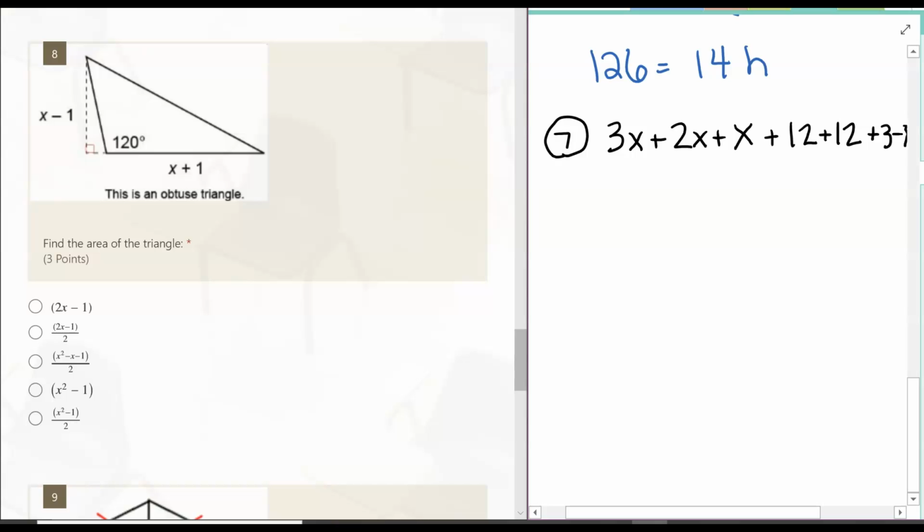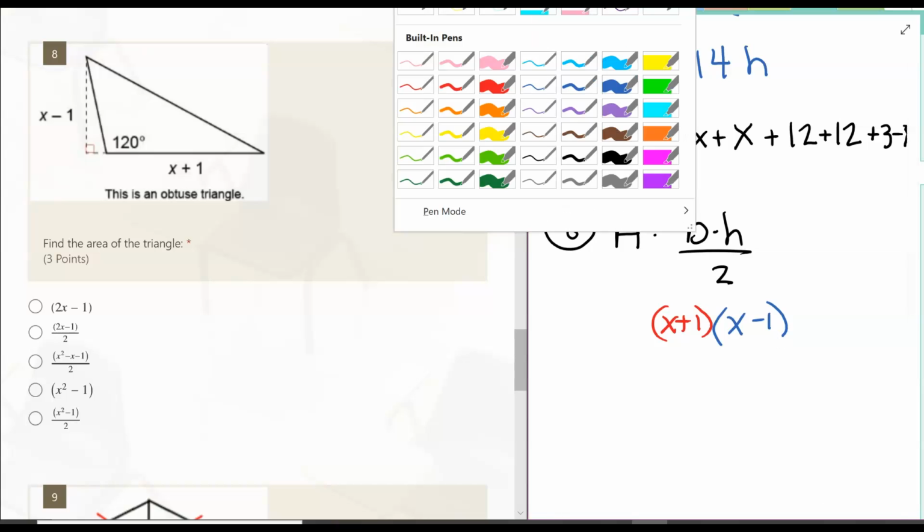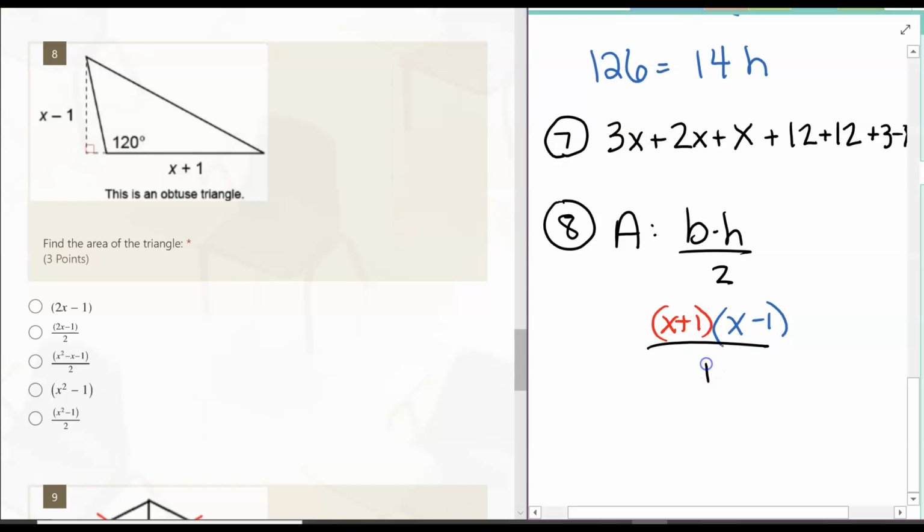Number 8. Area of the triangle. So we want to use the formula of base times height divided by 2. Base and height, just like any other shape, need to be perpendicular to each other, where the base is one side of the shape. So in this case, I could consider the x plus 1 to be the base. That's the side of the triangle, and then that gets multiplied with the height that's perpendicular to it, which is x minus 1.